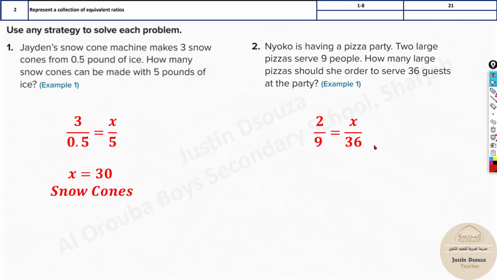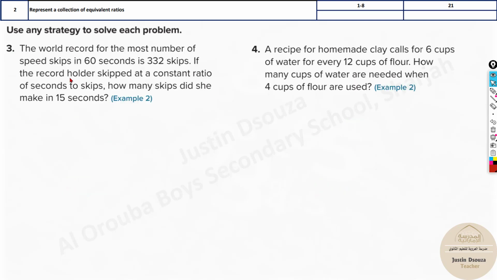Here this is done. The answer over here, the ratio is what? 2 large pizzas serve 9 people. 2 by 9. How many for 36 people? X by 36. Solve it up. Cross multiply. You'll get the answer. So here also, please do it by yourselves. Everything is there.